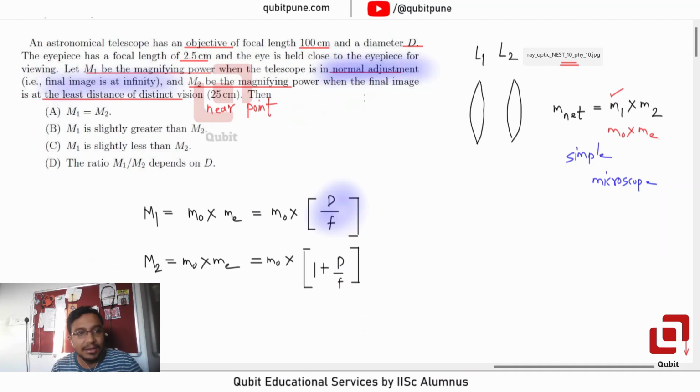Final image is at least distance of distinct vision, it's 1 plus d by f. Okay, that's the maximum power, and you clearly can see that m1 is going to be less than m2. In magnitude m1 is going to be less than m2 because m2 has 1 plus that. So what option is there? m1 is less than m2, m1 is slightly less than m2, option C.